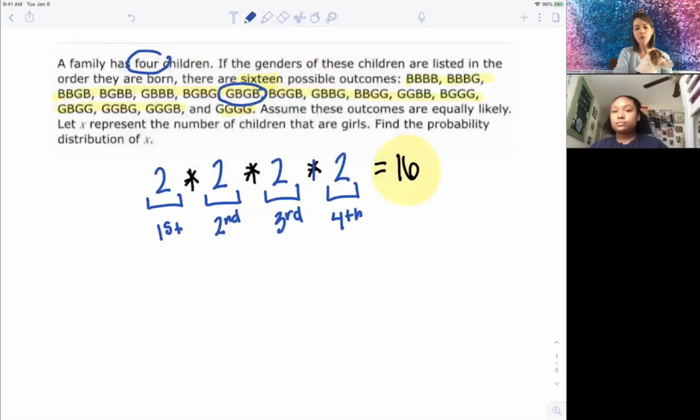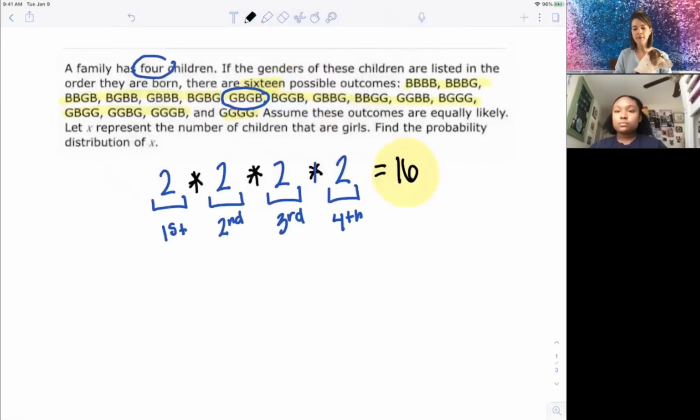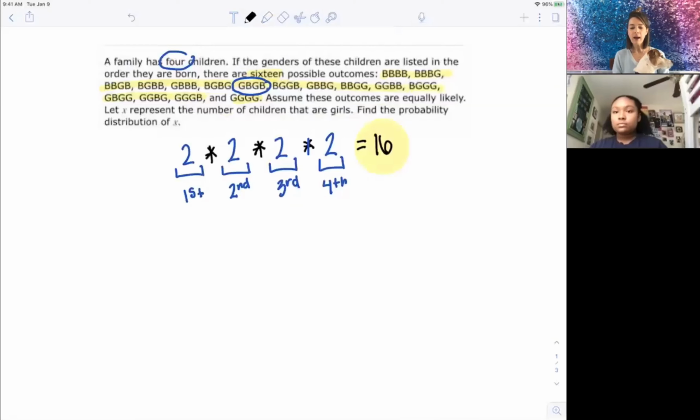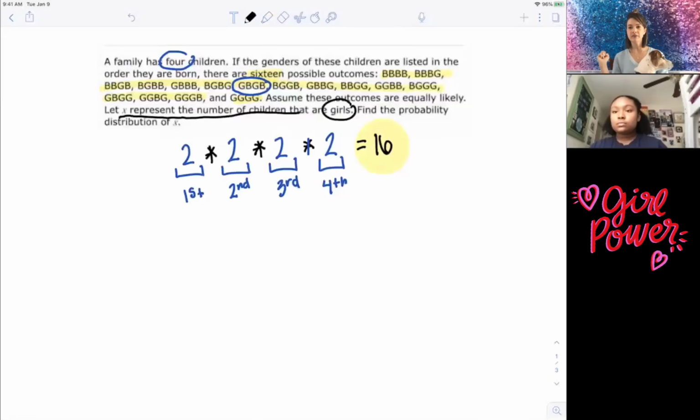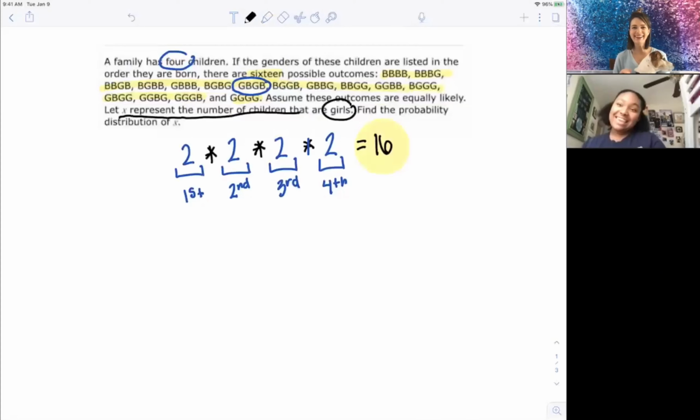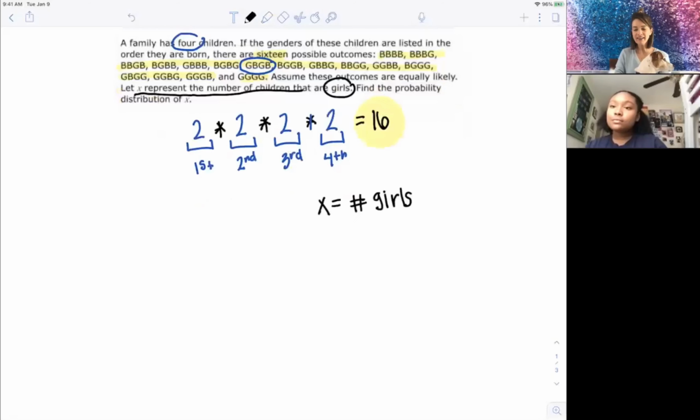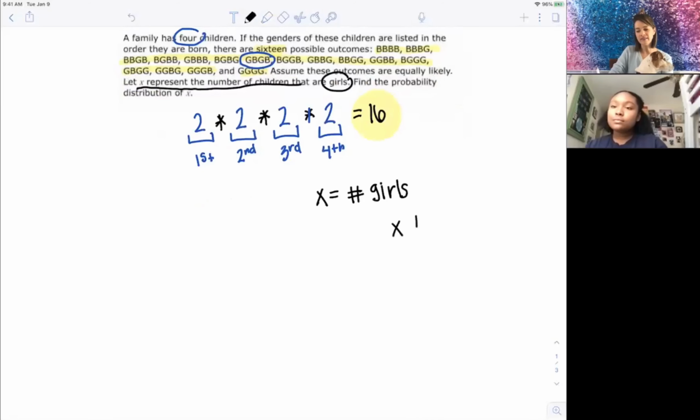Okay, so we're supposed to go ahead and find the probability distribution for X if X represents the number of girls. Because girls, you know, we're like the best. Yeah. So X equals the number of girls. So we're going to create a probability distribution for X, which is just like, let's list out what all the possibilities are for X. And then we're going to also write out what all their probabilities would be.